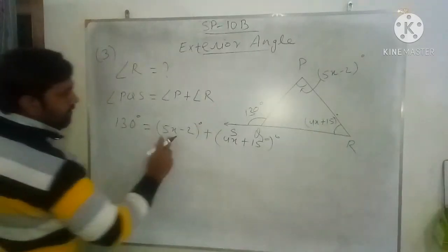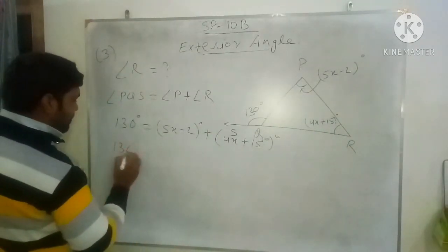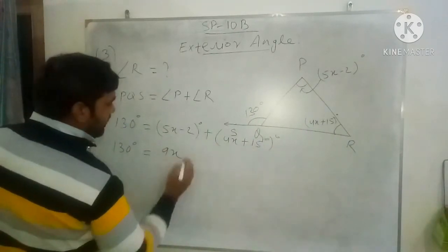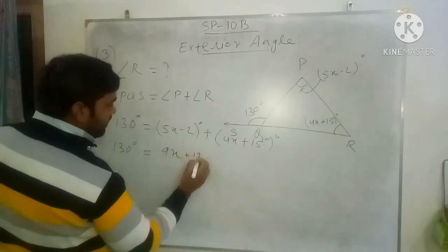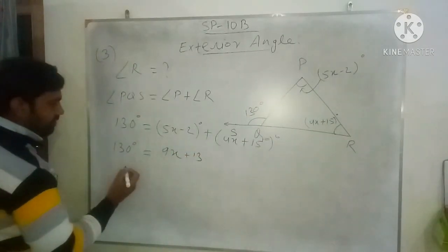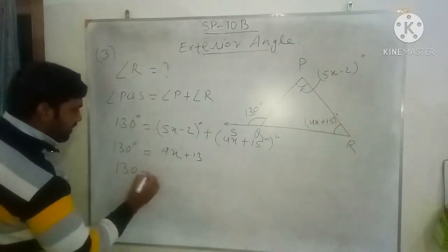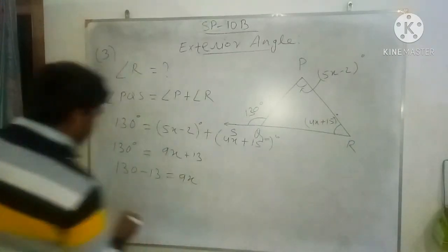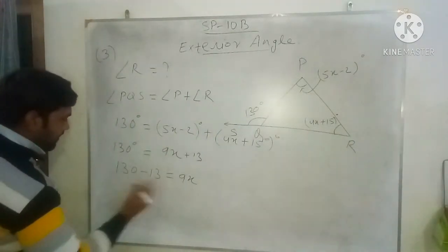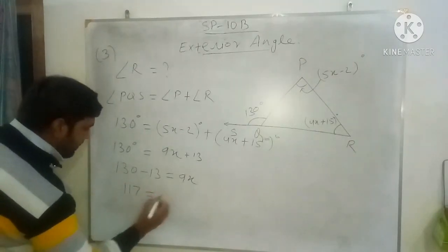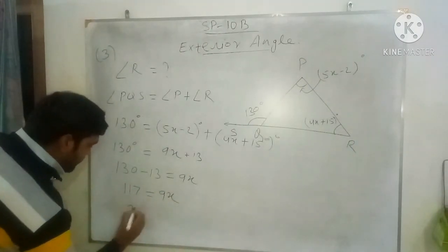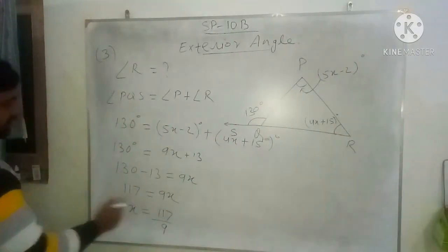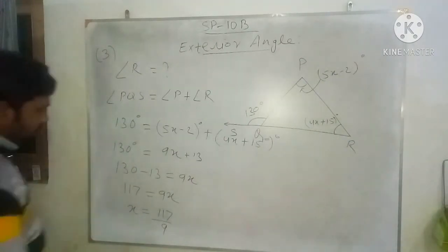Now we solve. 5x plus 4x gives you what? 5x plus 4x gives you 9x, minus 2 plus 15 gives you plus 13. Now transpose this to the left hand side. 130 degree minus 13 equals 9x. Now 130 minus 13 gives you 117 degree is equal to 9x. Now x is equal to 117 divided by 9. So when we transpose this 9, it will divide the 117.